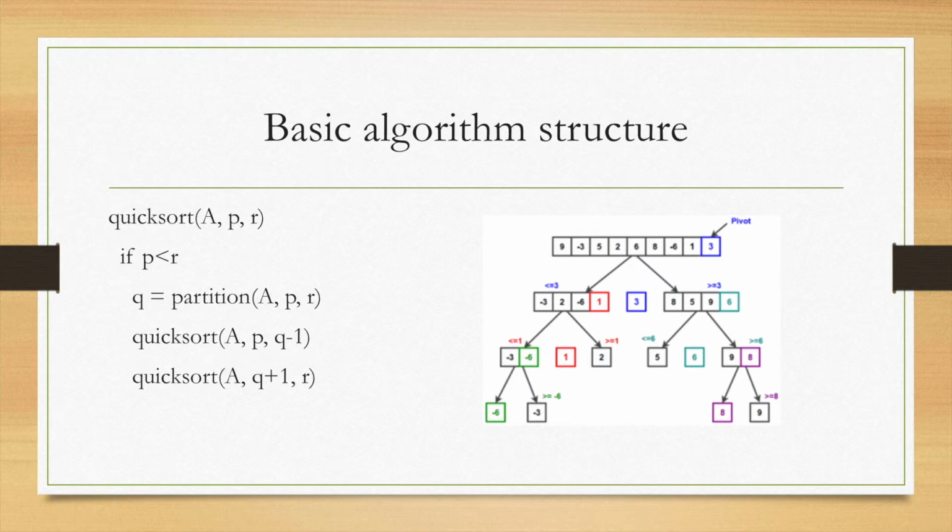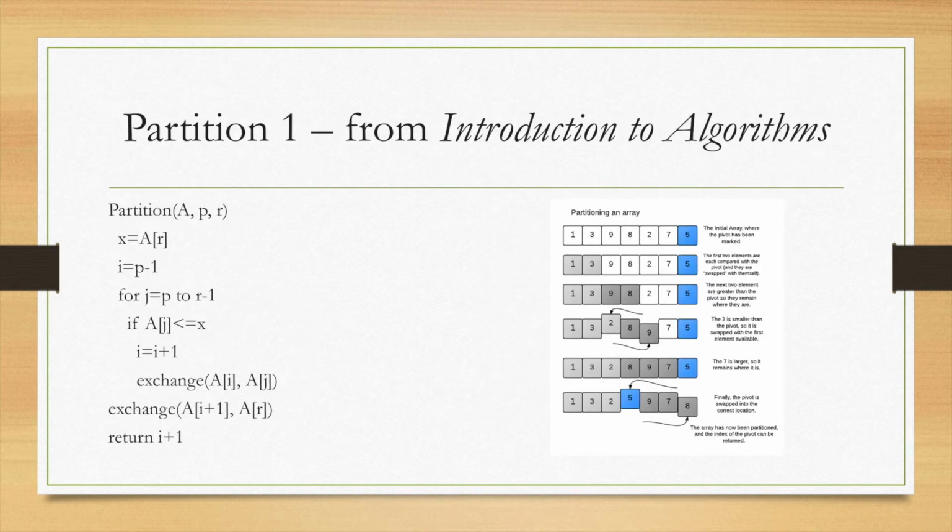In this quicksort architecture, the most important part is the partition method. Here is one implementation of the partition method. This is from the Introduction to Algorithms book. For this partition method, I pasted the pseudocode here. You can implement it in your familiar language.